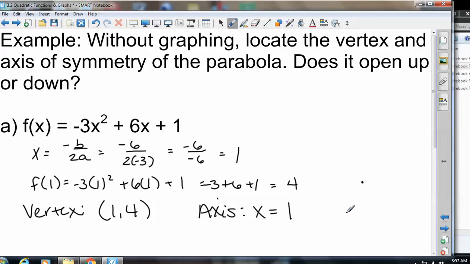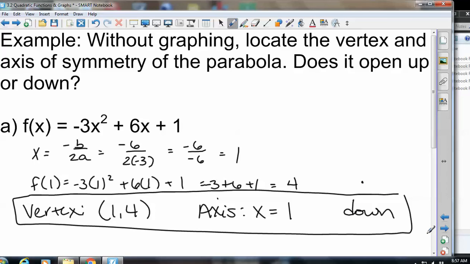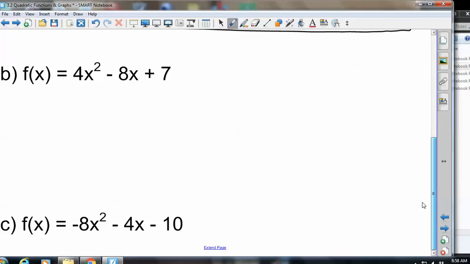Does this open up or down? How do you know? Okay. So does that mean it has a maximum or a minimum if I ask that question? Maximum. Okay, you guys do B and C, please.